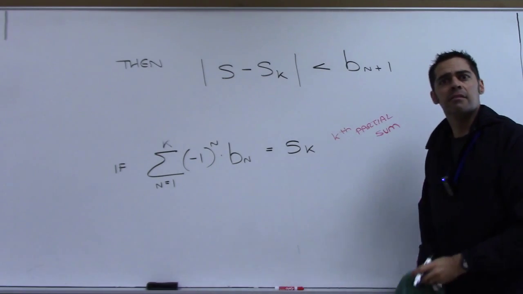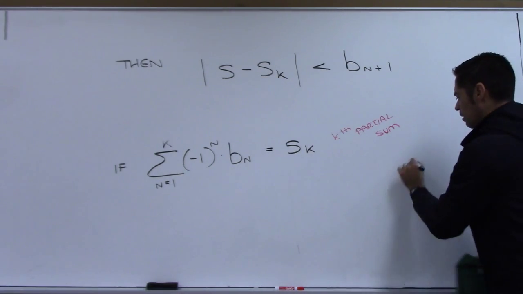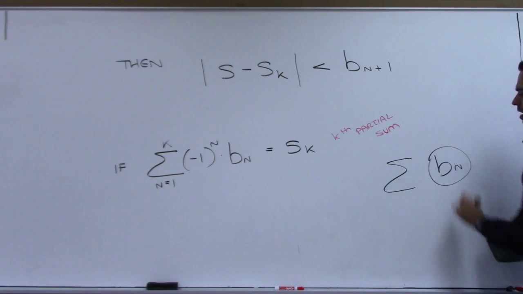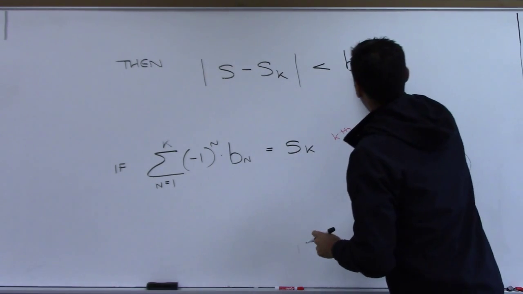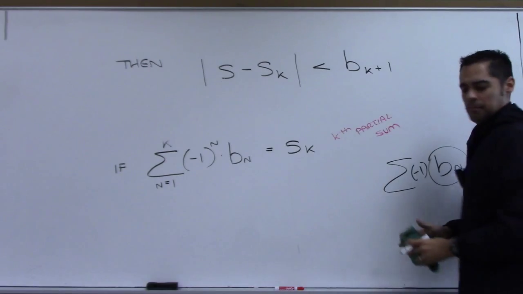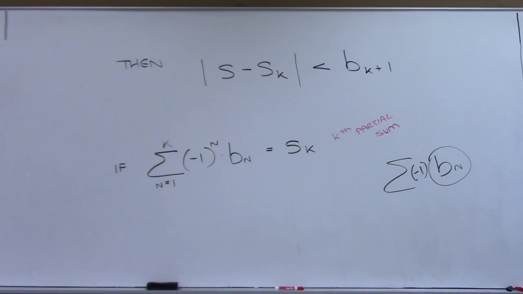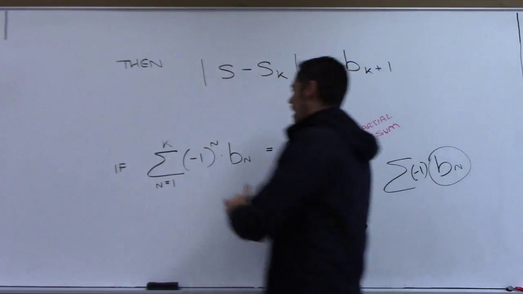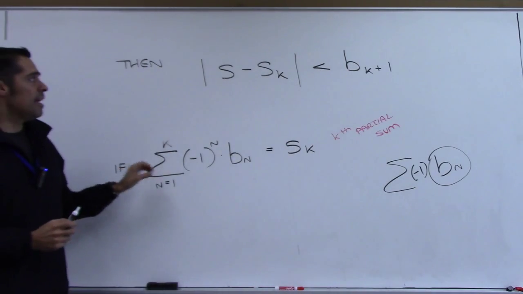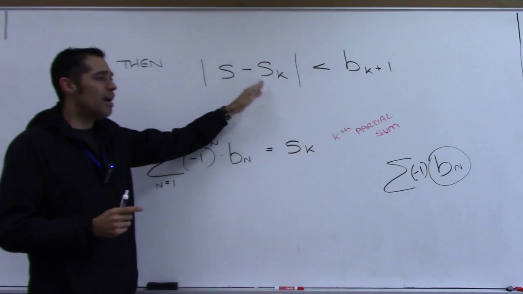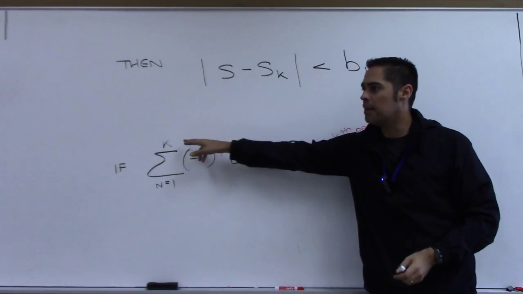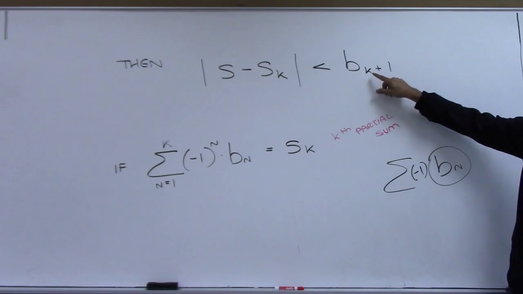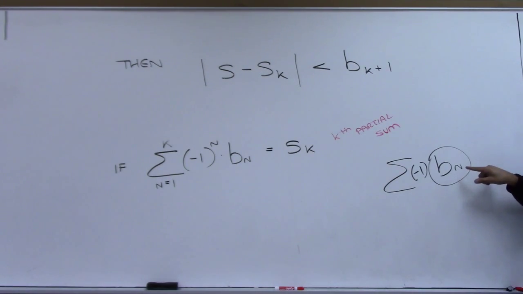What's b sub n? Look back in there. Isn't b sub n just this piece right here? You have the (-1)^n in front. The b sub n is here. That b sub k plus 1. Sorry, b sub k plus 1. The difference between our partial sum and the true answer is always less than plugging k, which is where we're stopping, plugging k plus 1 into that little formula right there.